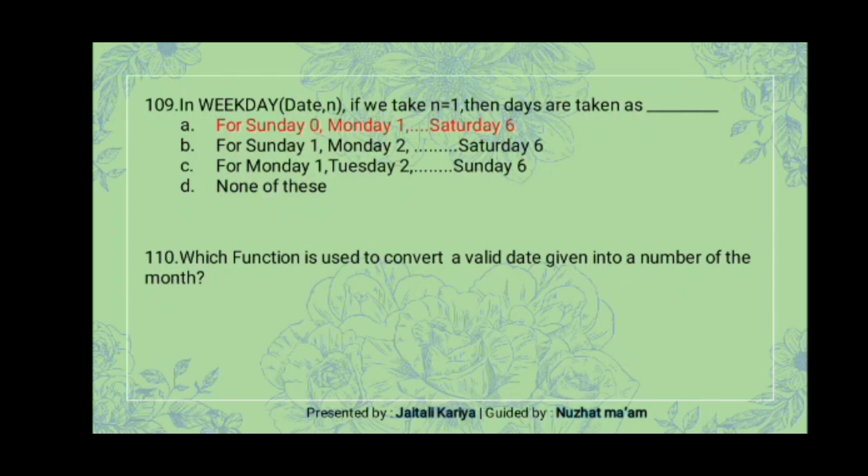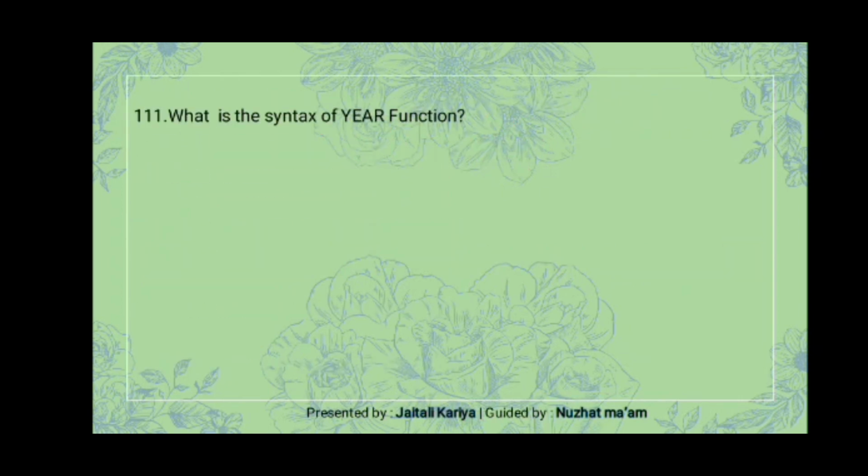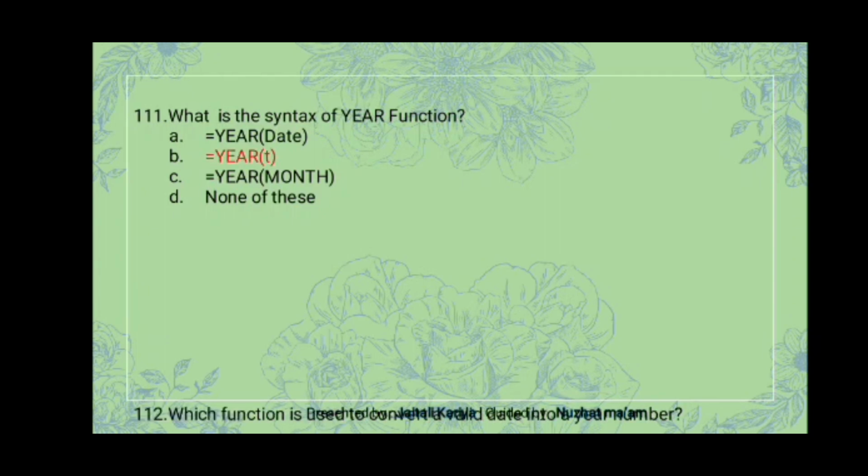110. Which function is used to convert a valid date given into a number of the month? A weekday, B month, C date, and D year. The correct answer is B, that is month. 111. What is the syntax of year function? A equals to year into the bracket date, B equals to year into the bracket t, C equal to year into the bracket month, and D, none of this. And the correct answer is B, that is equal to year into the bracket t.